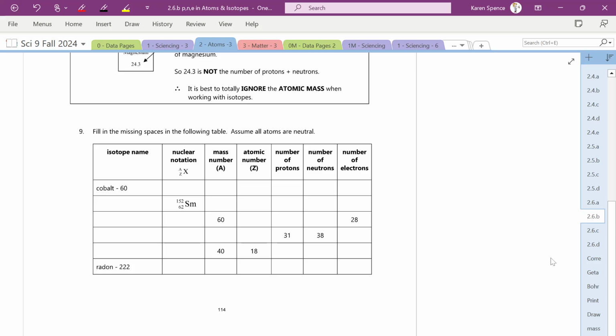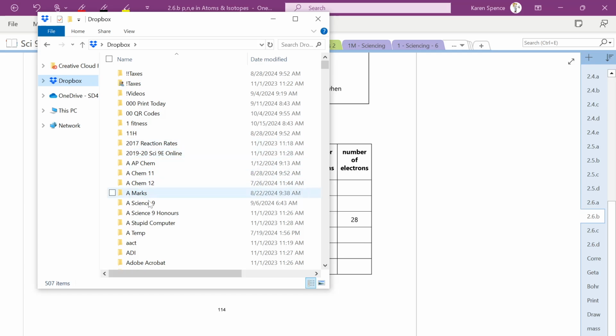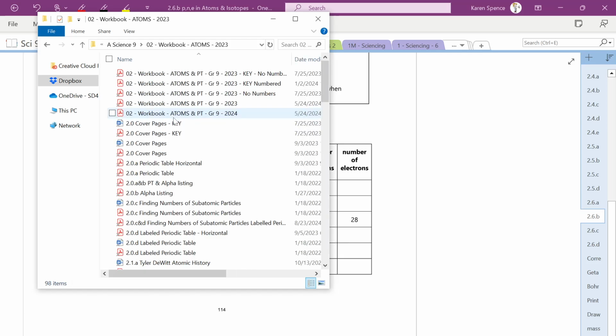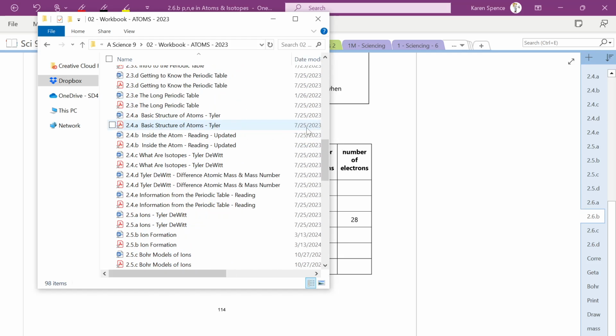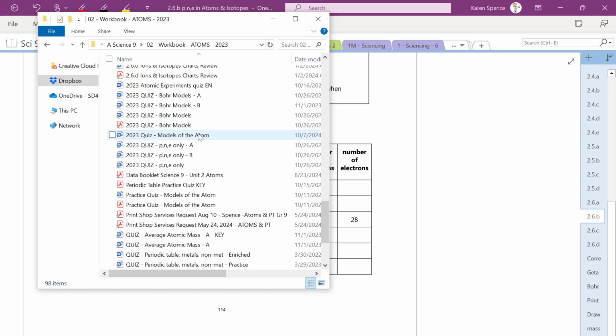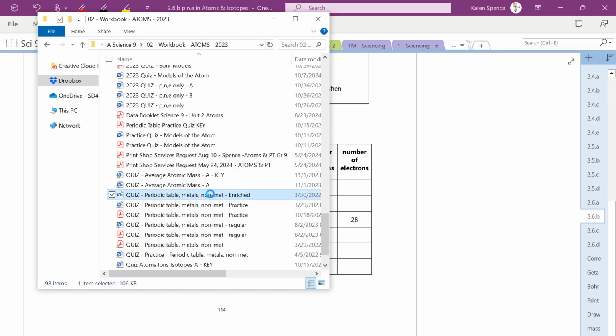I'm just gonna print one for you, unless they're under here. It'll be easier than me finding it wherever the heck I put it. Dropbox, Science 9, Atoms, quiz. Where's the enriched? Boys, are you working or are you goofing around? Okay, working so hard, I can tell. Here we go. Enriched. There we are. All right.